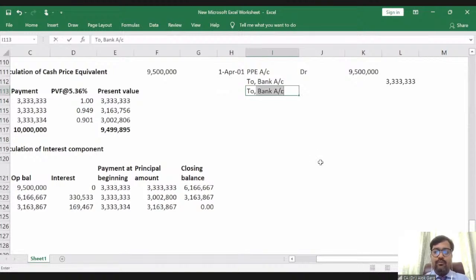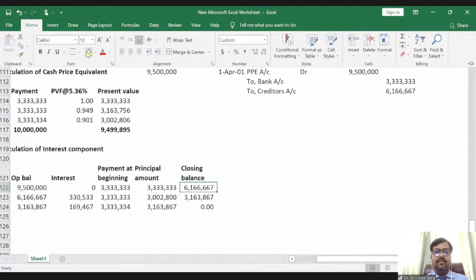And what is the second one? To creditors account, because to creditors account, right? To accounts payable, right? I have to pay for the next 2 installments. So what is the difference? This minus this, right? Which is this amount, 61,66,667, right?